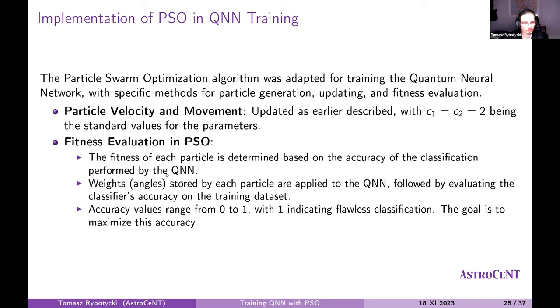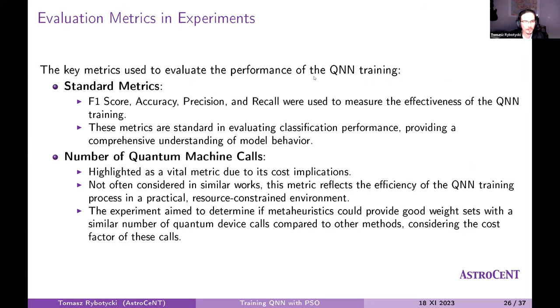And the fitness evaluation we based on the accuracy. So accuracy was the metric that the QNN was trying to maximize, okay? With the accuracy 1 indicating that we had the flawless binary classification, 0 was the worst. Now, we also looked at the F1 score, the precision, and the recall of this, because those are the usual metrics for classification experiments. So obviously we looked at them, but only after it was trained to provide the best accuracy, okay? So the accuracy is the best metric.